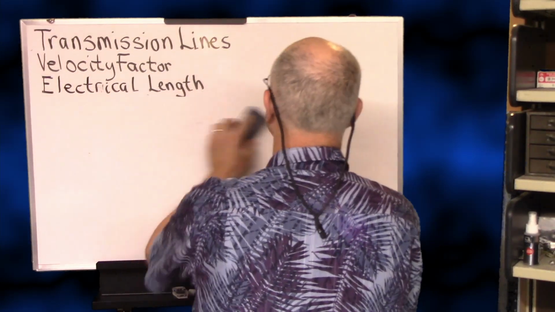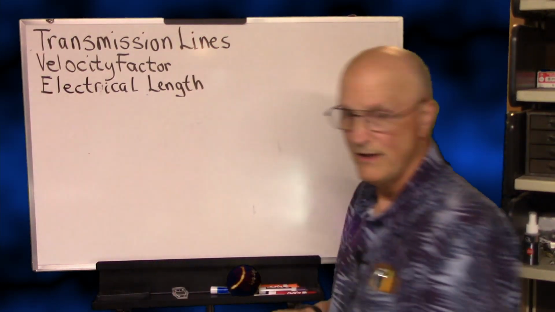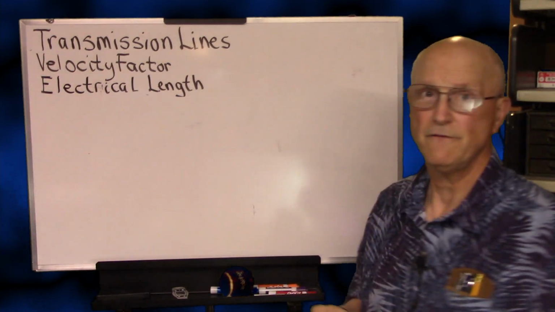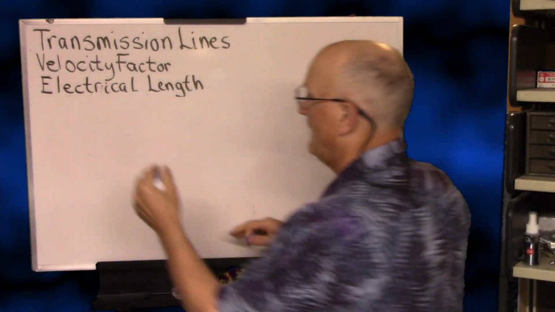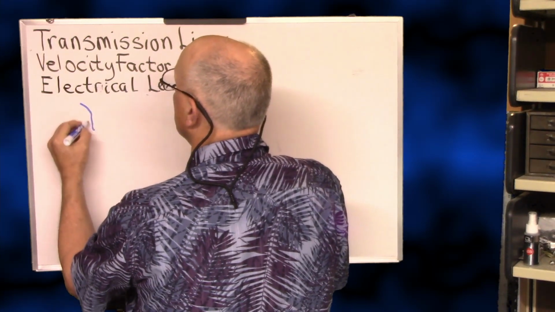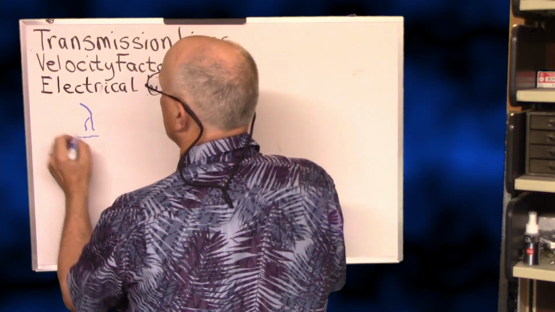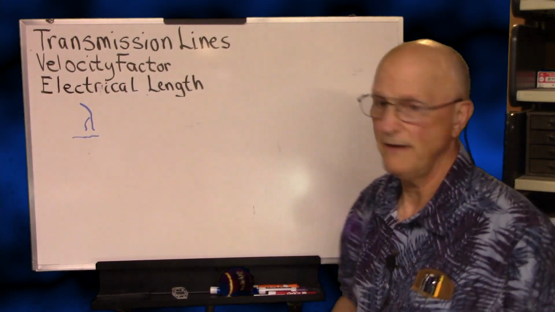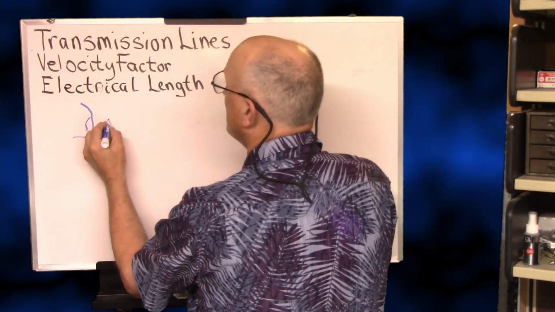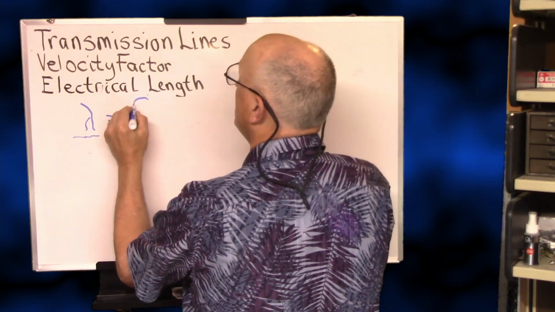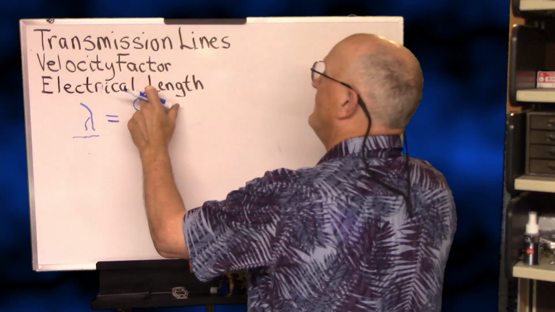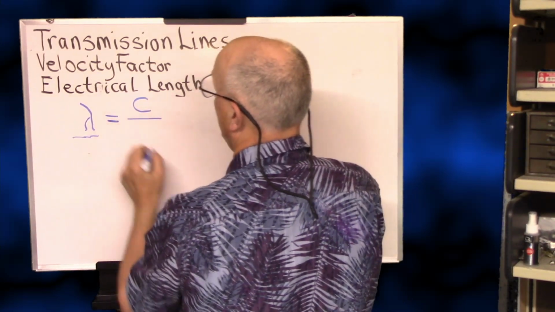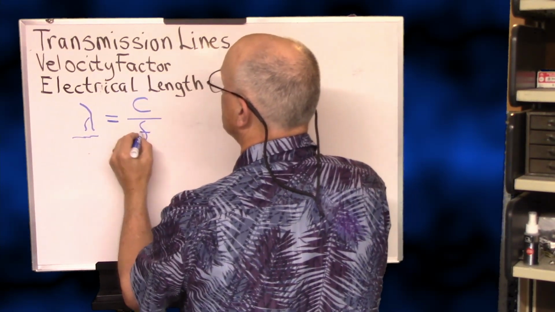Now, let's calculate the wavelength of a signal in free space. The wavelength of a signal in free space, which is represented by the Greek letter lambda, is equal to the speed that the wave is traveling, or in this case, the speed of light, divided by the frequency in hertz.